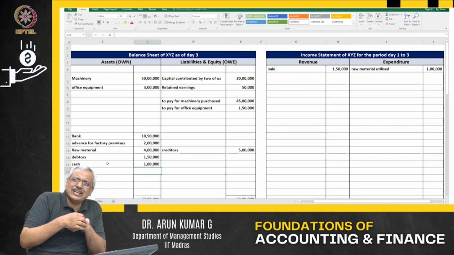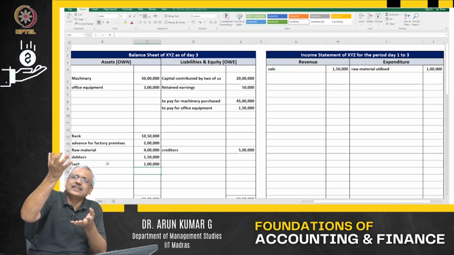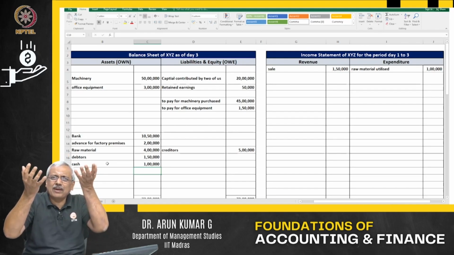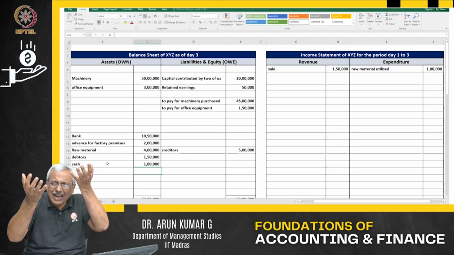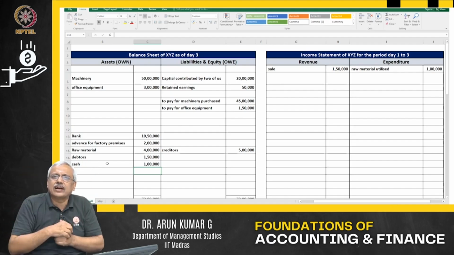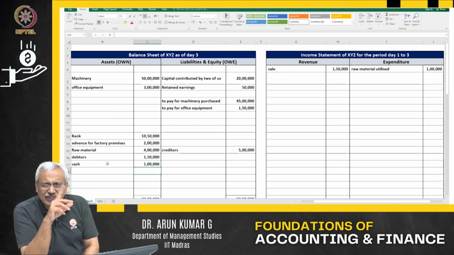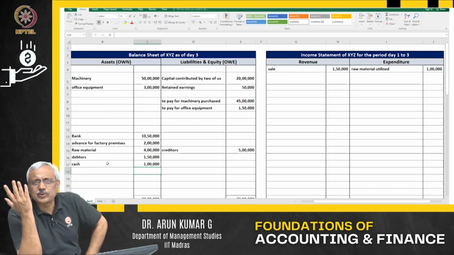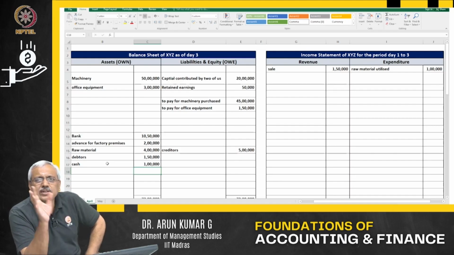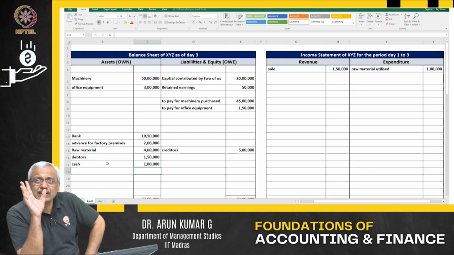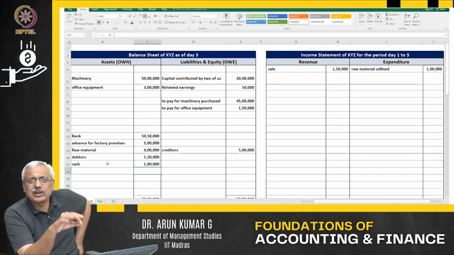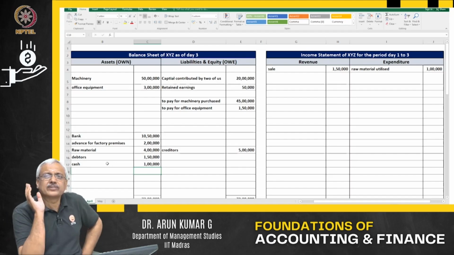I have purchased a machinery, what happened? My asset increased. I have to pay for the machinery, my liability increased. Not by the equal amount, because I had paid a little bit from my bank account. So my assets slightly decreased and my liabilities went up. Any number of transactions I take will impact minimum 2 heads out of the 4. So that is what we call the double entry system. Every transaction will have 2 parts.